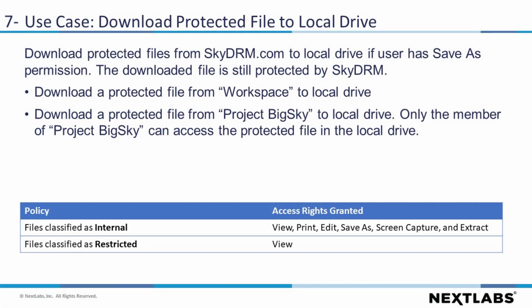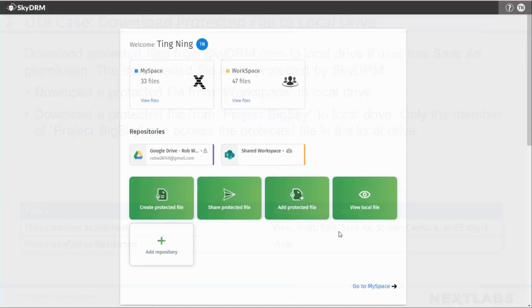In this use case, I will demonstrate downloading protected files from SkyDRM.com to local drive if the user has Save As permission. We will see that the downloaded file is still protected by SkyDRM. I am logged into SkyDRM Web Application.